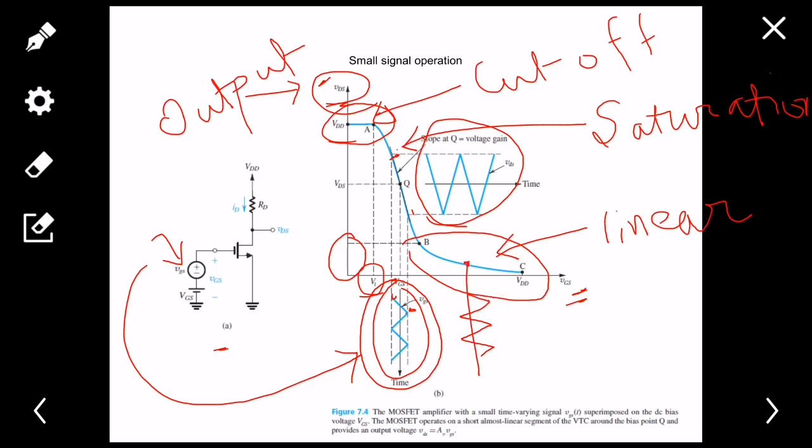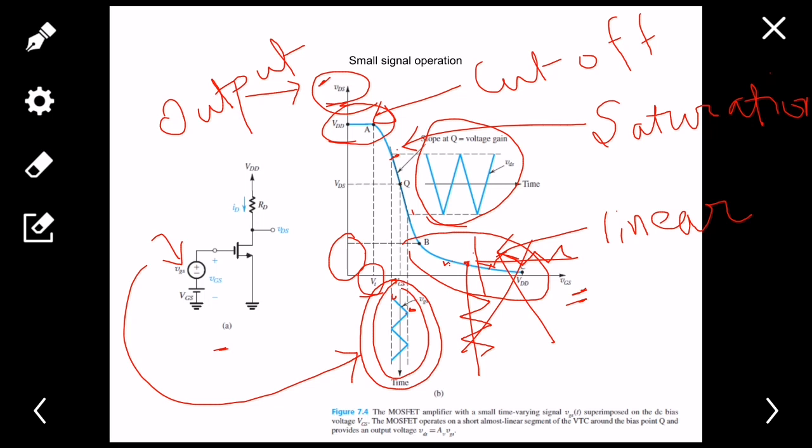Now this point would have been translated to this point, and this point would have been translated to this point. If I draw the curve according to it, you can easily understand it would be something very small. So rather than amplifying, the output signal would have been attenuated, which is what I don't want. This is not desired. That's the reason I'm not choosing the triode region.